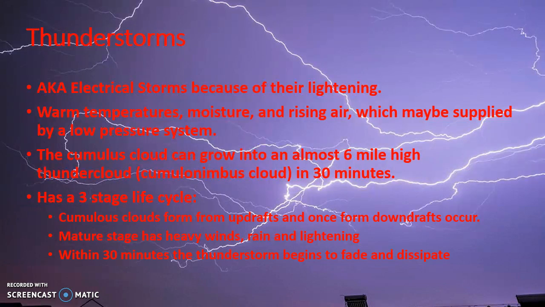are the warm air rising, and then from downdrafts, which is the cold air sinking at the same time. So that warm air rising, cold air sinking, those are your updrafts and the downdrafts. And that's what's going to create that cumulonimbus cloud, that can be almost 6 miles high. Then we go into a mature stage, which is when we start having heavy winds, the rain and the lightning. And then normally within 30 minutes after it's hit the mature stage, the thunderstorm begins to fade out and dissipate, and it'll be over with.